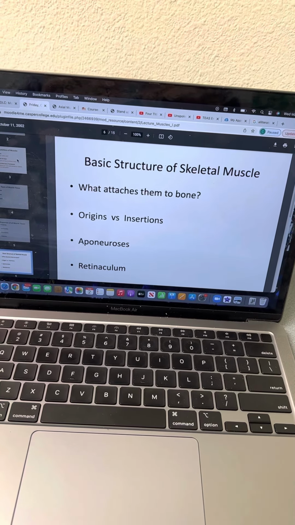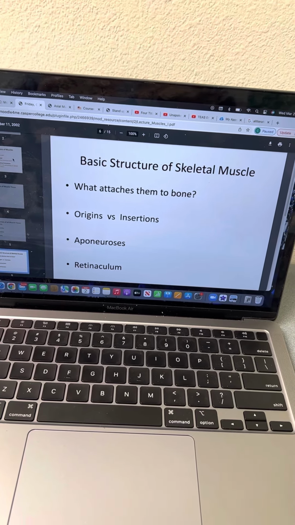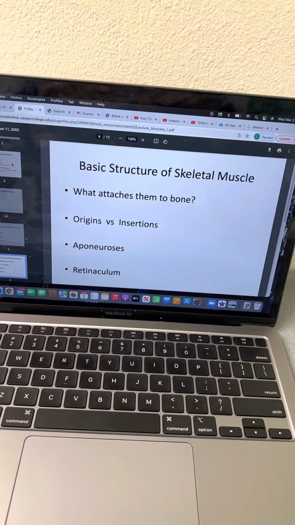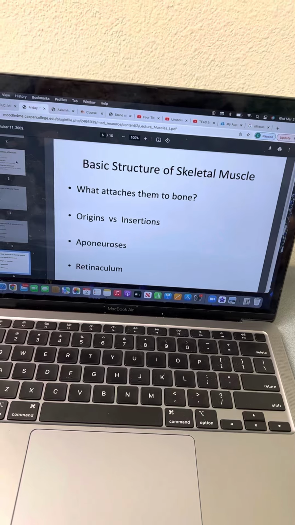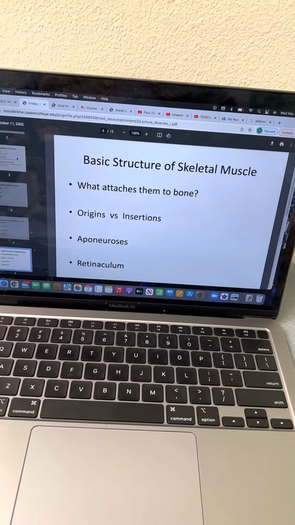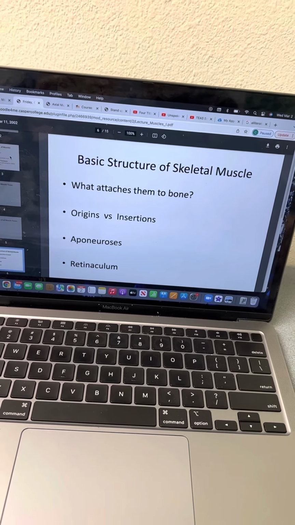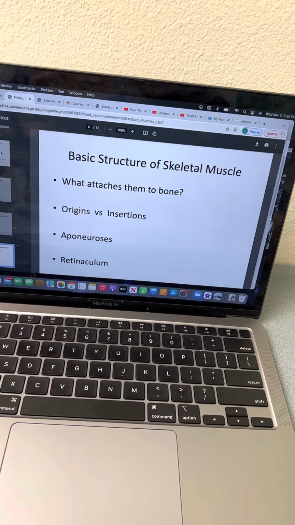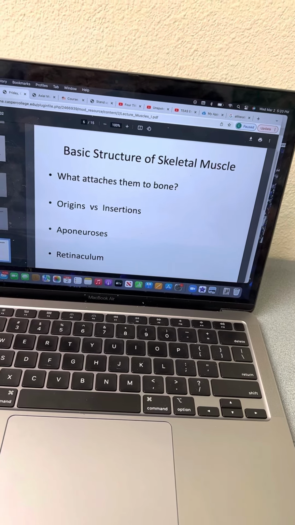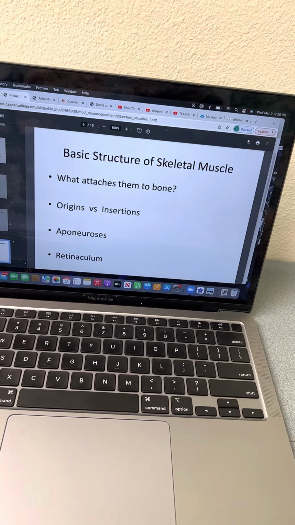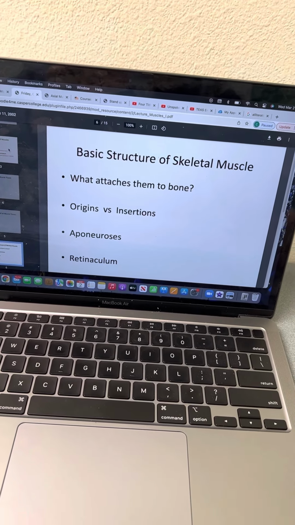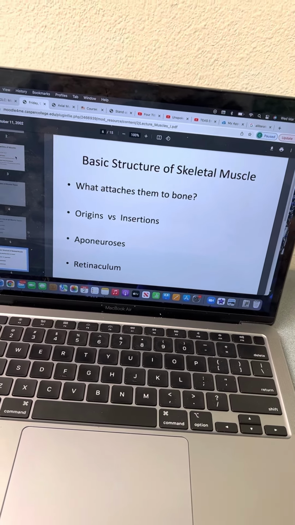Aponeurosis. A tendon is between two muscles. The aponeurosis tendon is found between the galea aponeurotica and the rectus sheath. Retinaculum is found in the wrist.